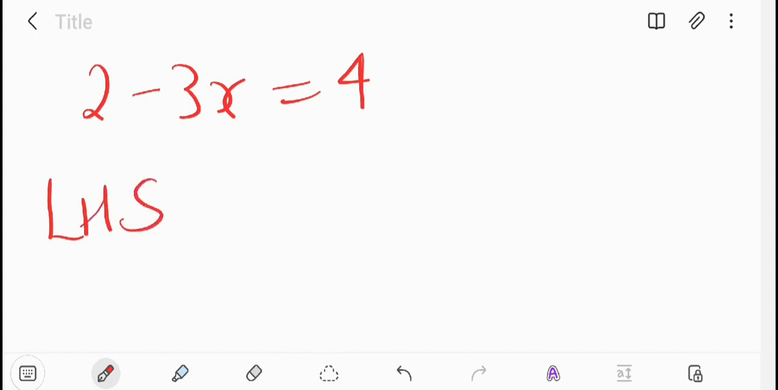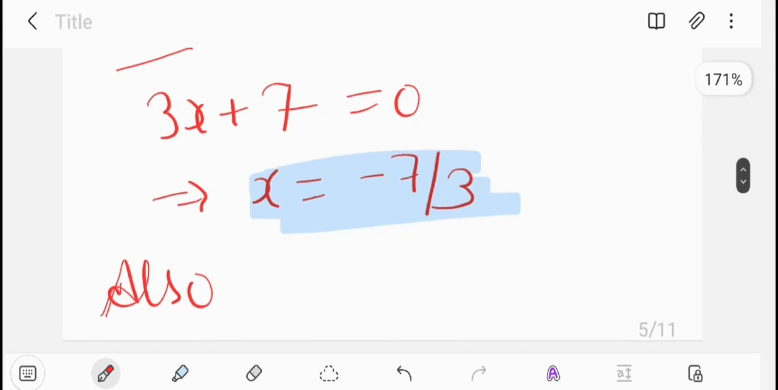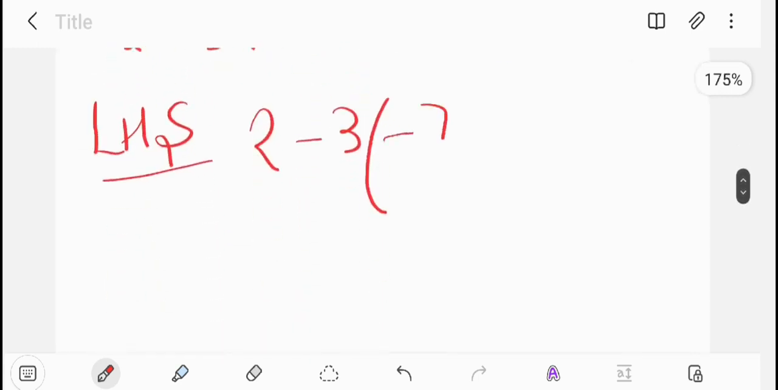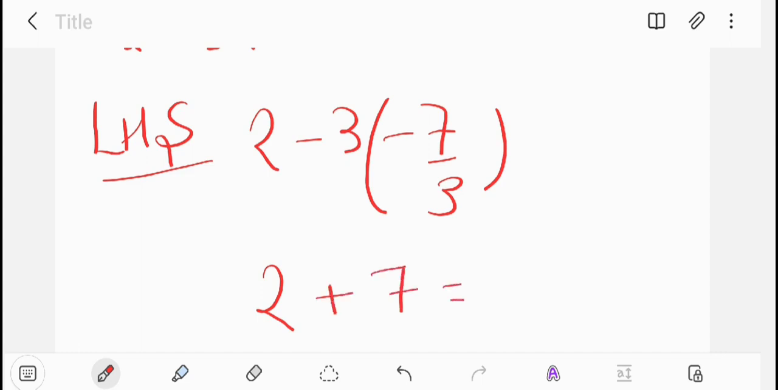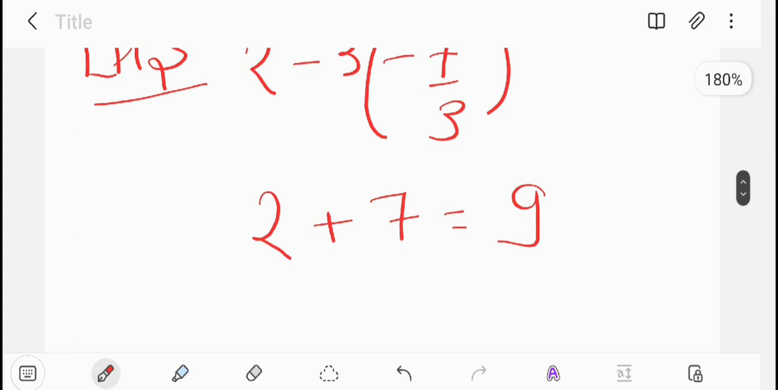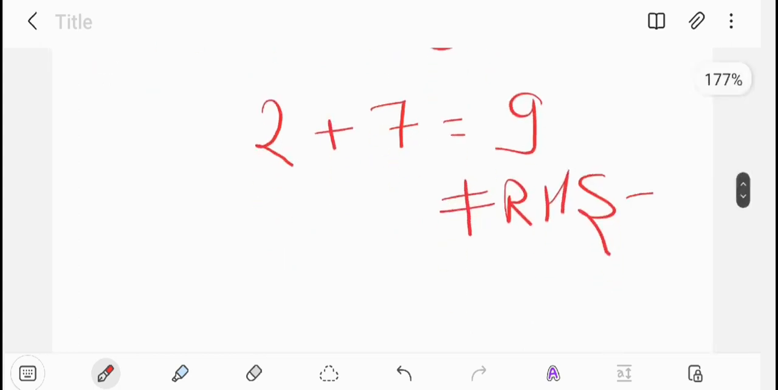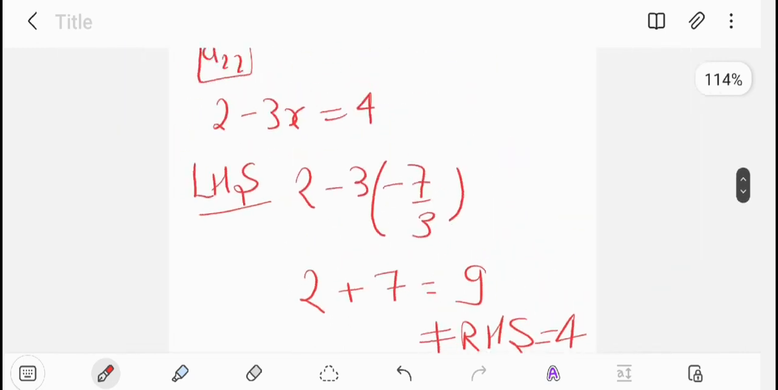I am putting it in LHS. So 2 minus 3 times minus 7 by 3. So 2 plus 7, that is 9, which is not equal to RHS. RHS is equal to 4, but 9 is not equal to 4.